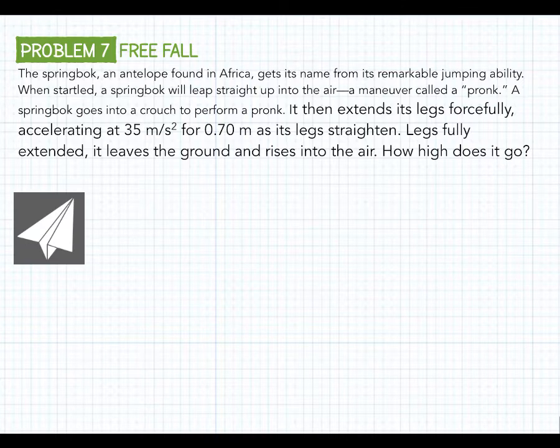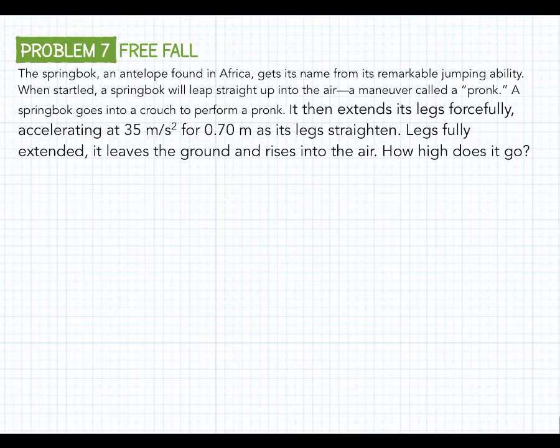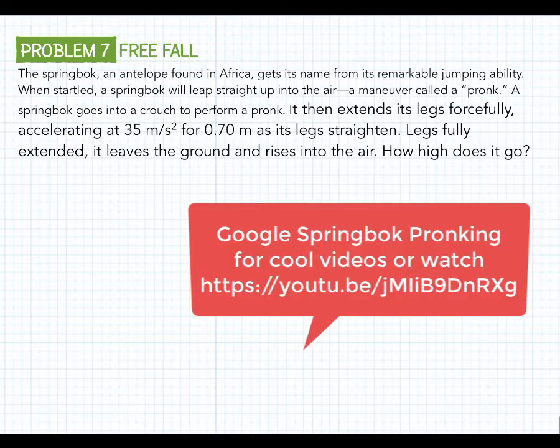So we'll start by going through the problem and finding the information. The first part is just informational. We're learning about Springboks. The Springbok is an African antelope. It gets its name from its magical jumping ability. Not really magical, but you know. Whenever it's startled, it'll leap straight up in the air. This is called a pronk, which is just a great word. And then the Springbok has to go into a crouch to perform a pronk. So basically, it crouches down, then it extends its legs forcefully.